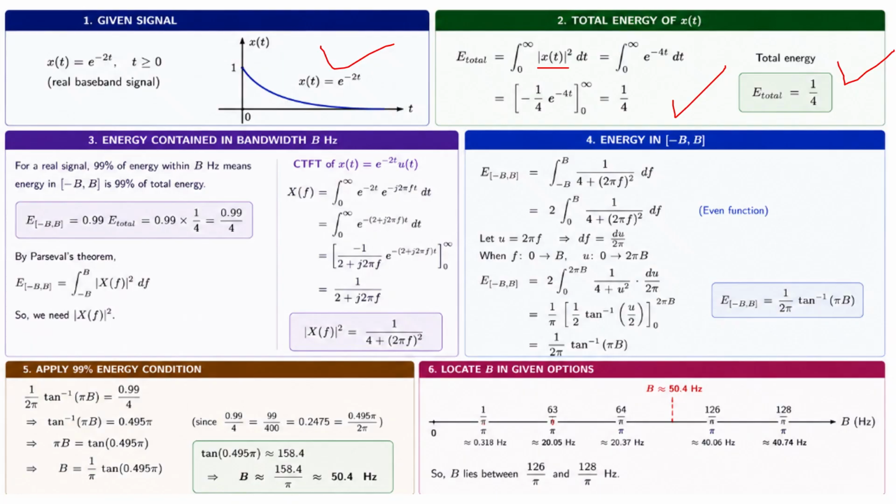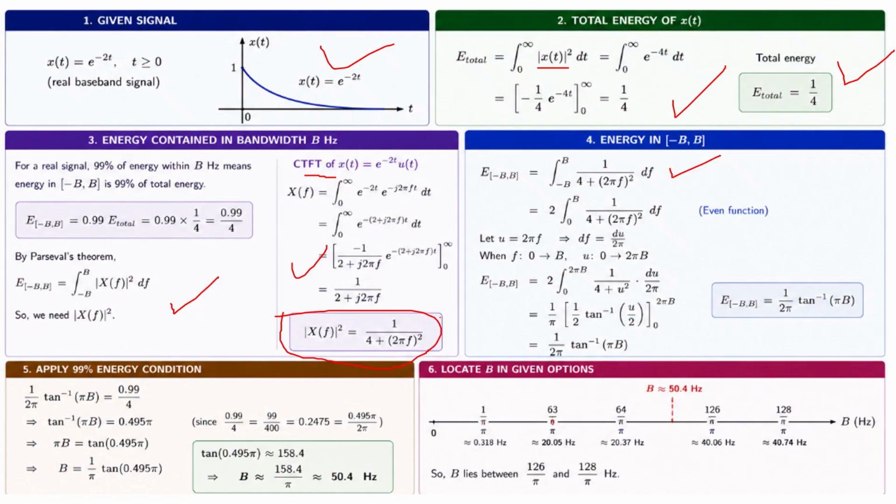And then using Parseval's theorem, you can find the X of f in between minus B to B, right? So this is integration for the in between 0 to infinity. So X of f squared, you got it, and now integrate it in between minus B to B in order to get the energy till 0 point, the 99% energy.